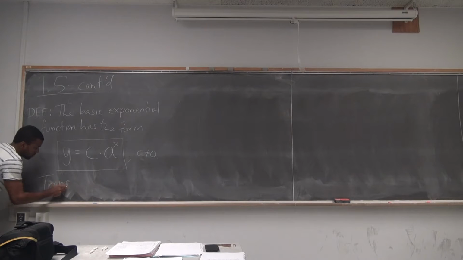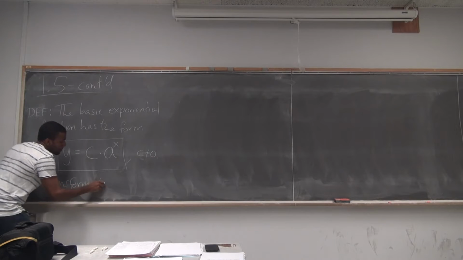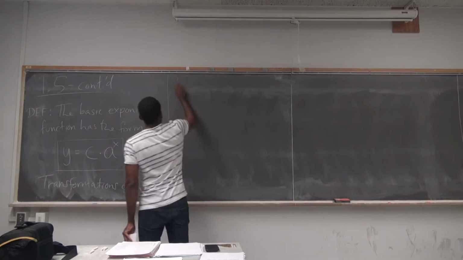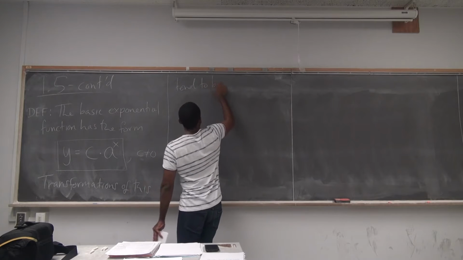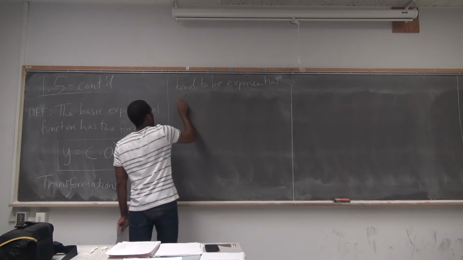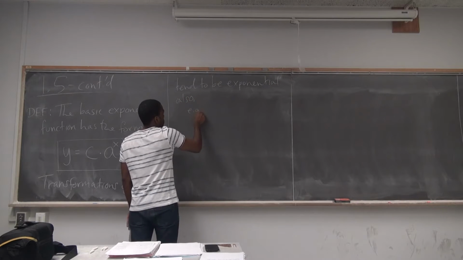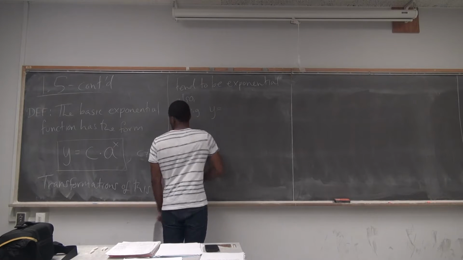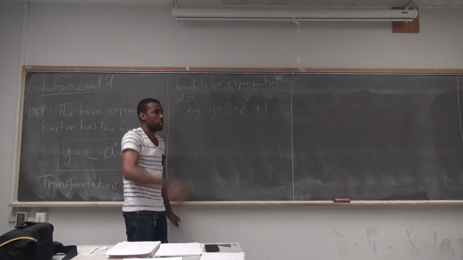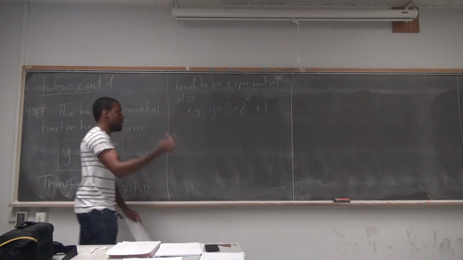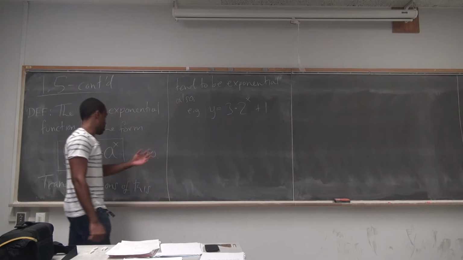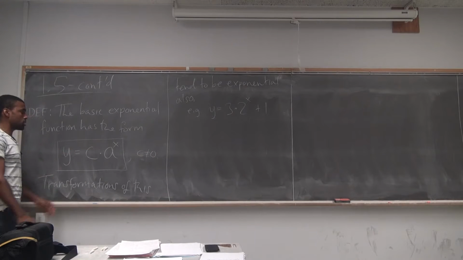Transformations of this tend to be exponential also. Right, so for example, if I have something like 3 times 2 to the x and then I add a 1, it's still an exponential. It's just shifted up, right? So remember we talked about transformations, how we can add things, subtract things, multiply by constants, reflecting the x-axis and y-axis and all that. You can do all those to the exponential and you still get another exponential, but this is the basic form.